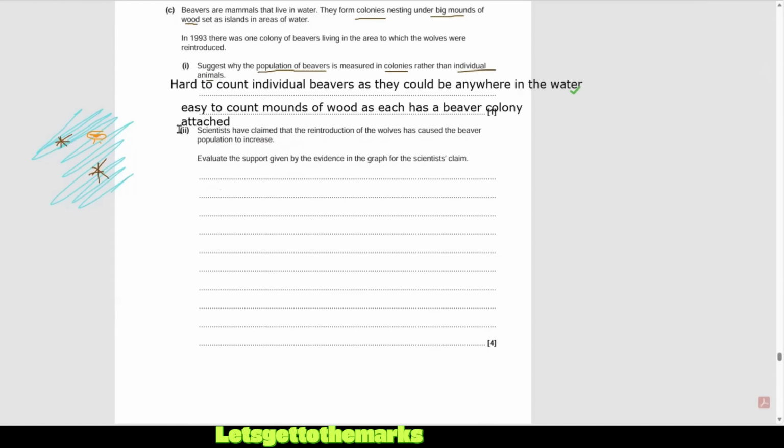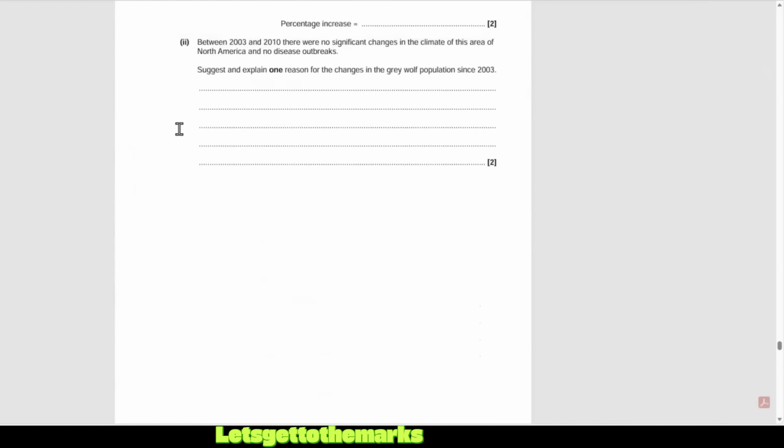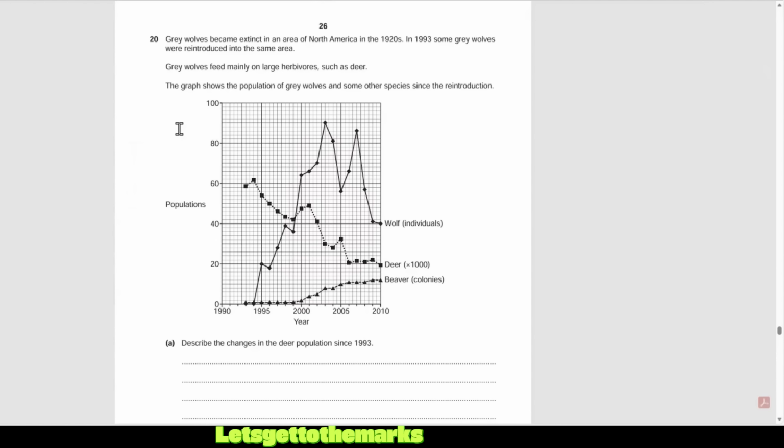Let me delete my incredible drawing. Here we go. We've got the graph in front of us. So let's have a little look. Let's check out the beaver and the wolves. So we've got beaver here. What can we say? From 1999, I would say the beaver population's going up. So beaver general trend going up. Now the general trend of the wolves.